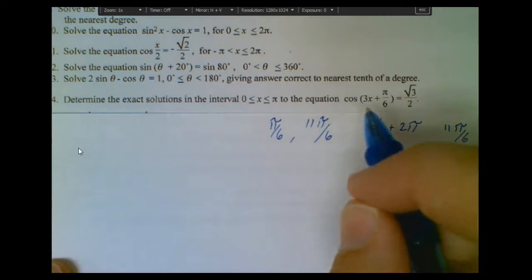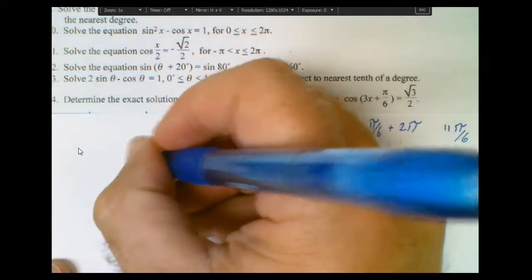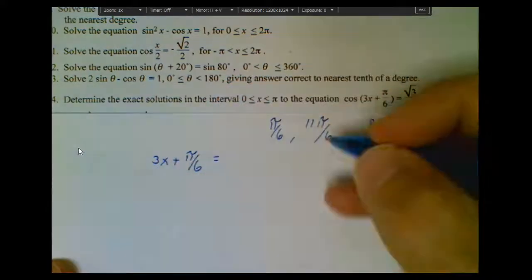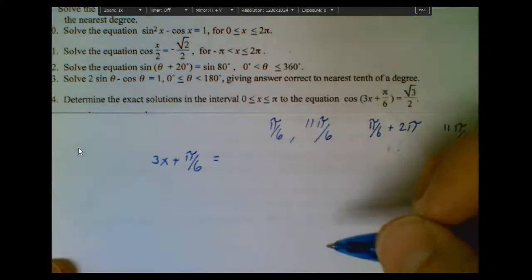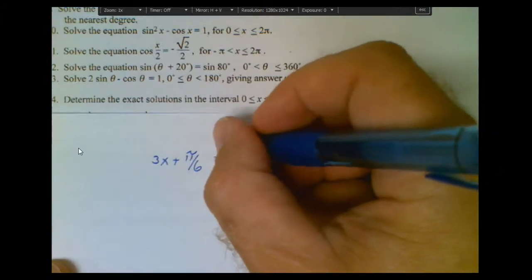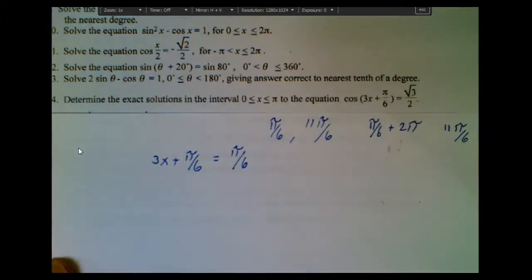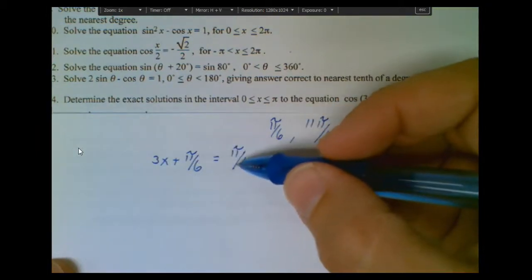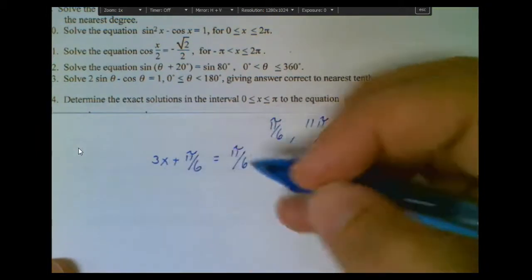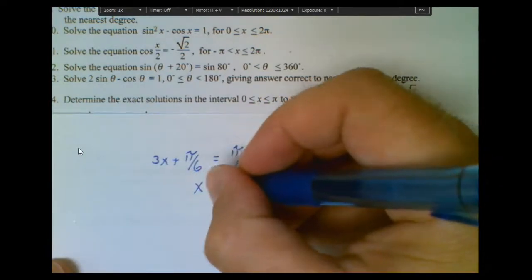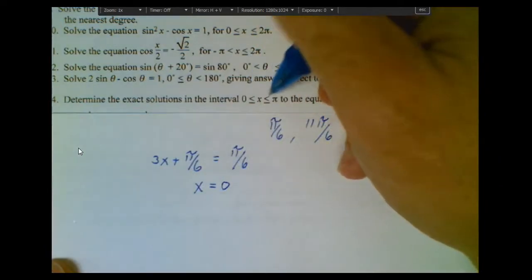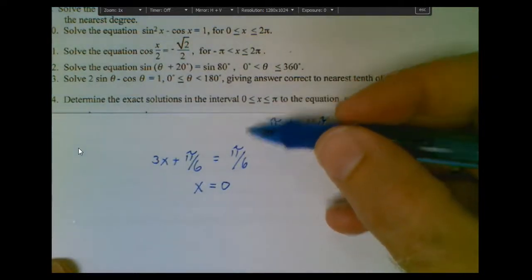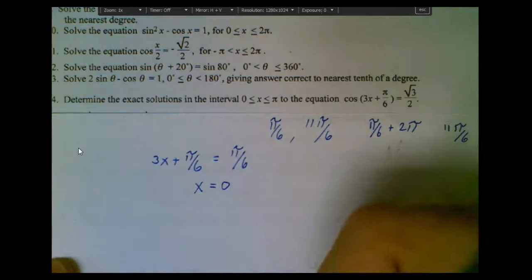So I'm going to start taking my 3x plus pi over 6, and I need to start setting it equal to all of these options and see what we get out of that. If I set it equal to the first one of pi over 6 and start solving, if I subtract this, I get 0. Divide by 3 and I get 0. So there's my first solution, and it does fall within my given domain, so I can keep it. And again, that equal sign really matters right now. It tells me whether or not I can keep that answer.